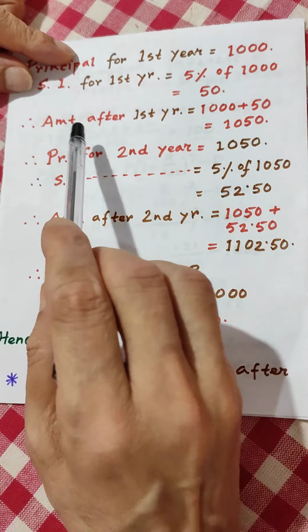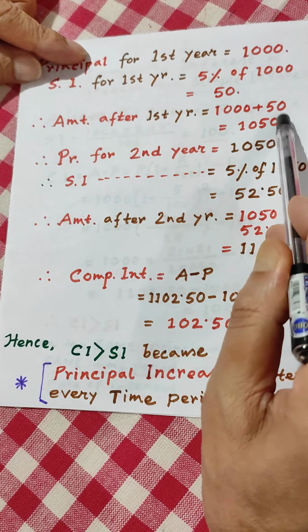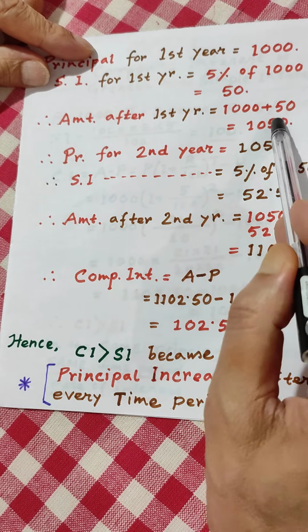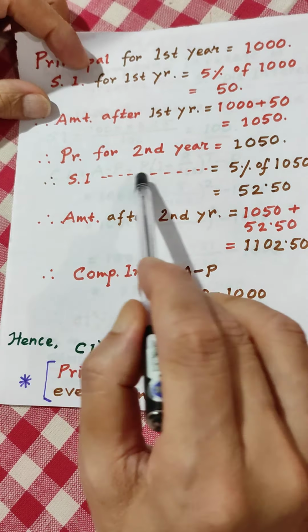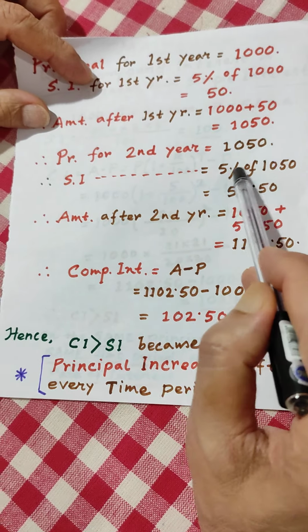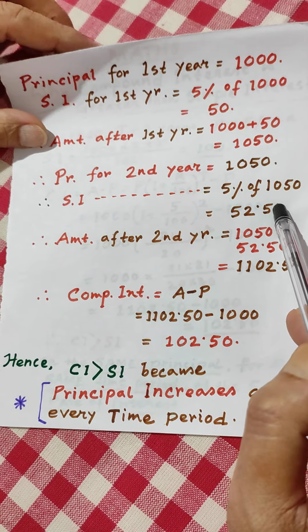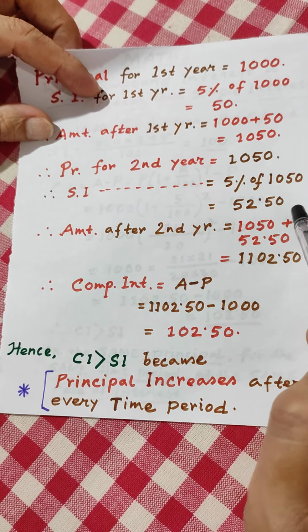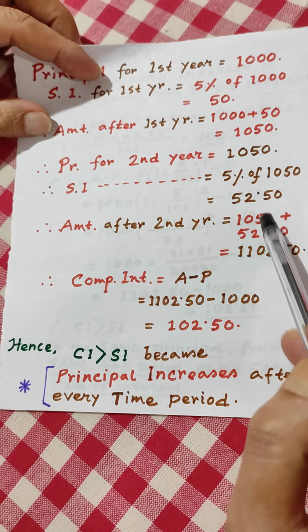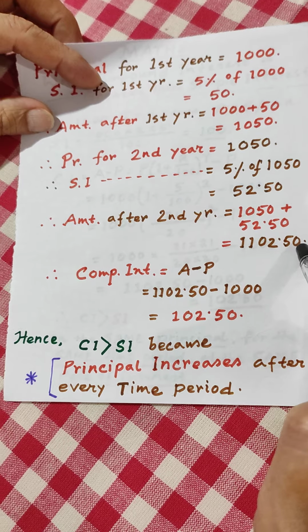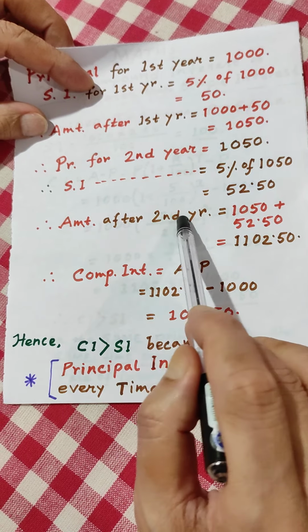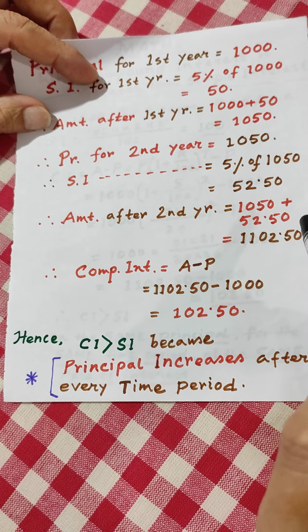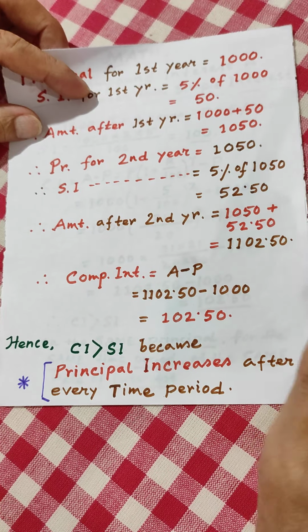Okay, let us see the calculation. The amount after the first year is what? 1050. The original principal was 1000. Now the principal for the second year will be this 1050. The simple interest for the second year, using this principal, is 5% of 1050, so 52.50. So the amount after the second year will be this principal 1050 plus this interest 52.50. So what do we get? 1102.50. You follow? This is the amount after the second year. As I told you before, this will be considered the principal for the third year. But for this example, we stop here because the time period is 2 years.